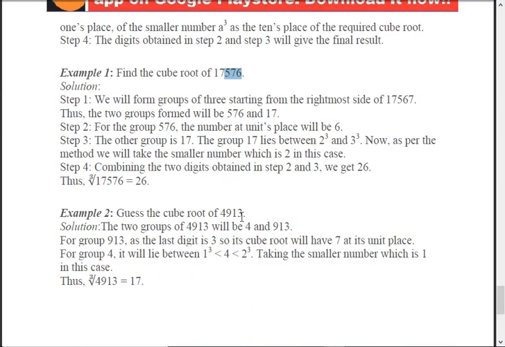Now if the number is bigger, then what? Let's take one more simple example. See here, 4913. Bring the group of 3. Okay, the ending number is 3. So what can be that number? See the table again. 7 will be at the end, right? So 7 at the end, and which cube is before 4? 1 cube is 1, 2 cube is 8. So 8 is bigger. So 1 only. So it will be 17. 17 is the cube root of 4913. Okay, this is the estimation and fast method.